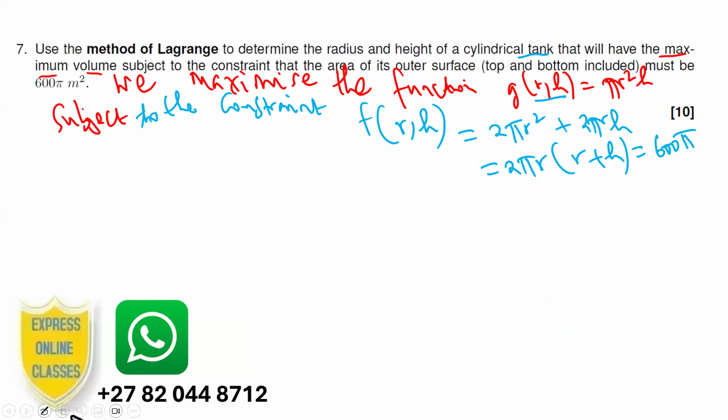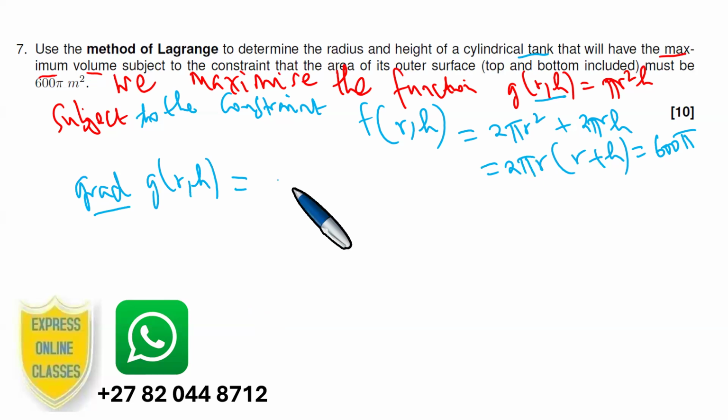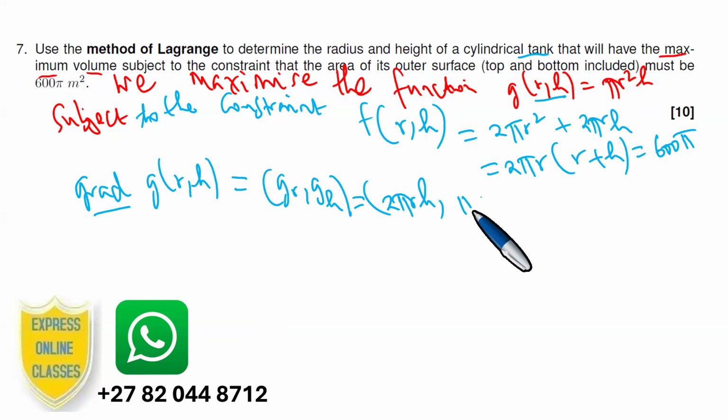Now I want us to find the gradient of g(r, h). The gradient, like I said, is going to be g_r, then g_h, the partial derivatives. So the derivative of this one with respect to r, which is r squared with respect to r, is going to be 2 pi r h. The derivative of this one with respect to h is pi r squared.